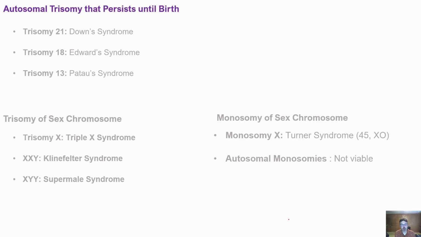Now with that, we can take a look at some of the different autosomal trisomies that persist until birth. And like I mentioned earlier, you will have fewer of these because most of them are not viable. We do have trisomy 21, Down syndrome, which is the main one we'll be looking at in this lecture. But we also have a couple others. Trisomy 18 is Edwards syndrome, which we'll get into, and trisomy 13 is Patau syndrome.